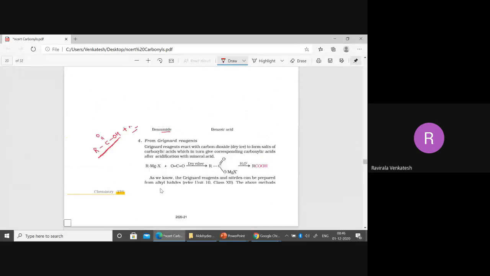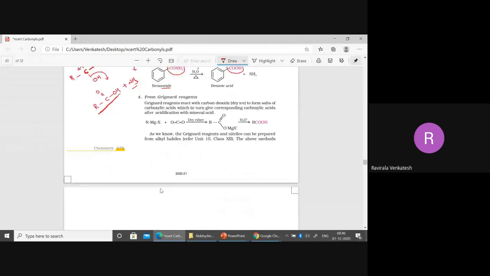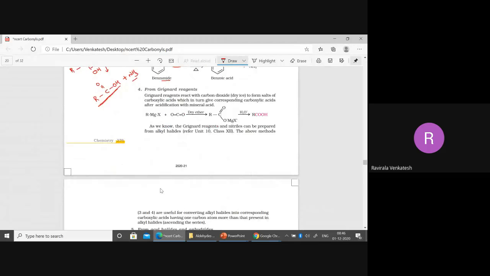Now we'll see the Grignard reagent. This is very simple. I will complete this within two to three minutes. So we will discuss one Grignard reagent.